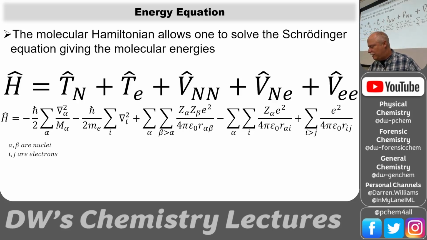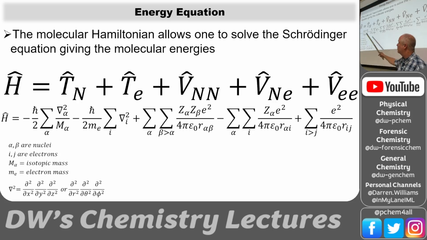So i and j are the electrons. This last one is, we sit on nucleus I and calculate the repulsion to nucleus J all the way up through N. So this is the distance between the nuclei, the distance between the nucleus and the electron, and then this is the distance between the two electrons. M is the isotopic mass of the nucleus, and little m is the mass of the electron.